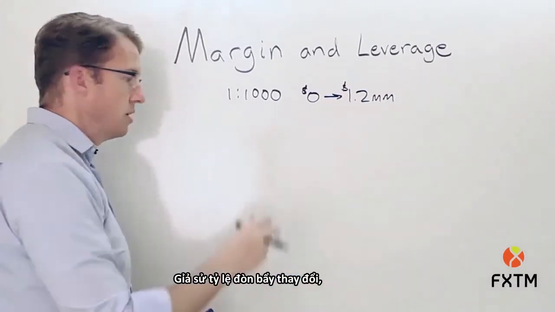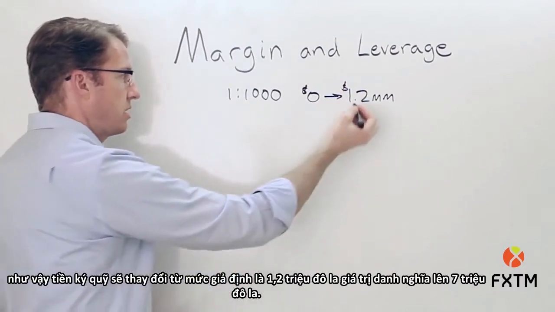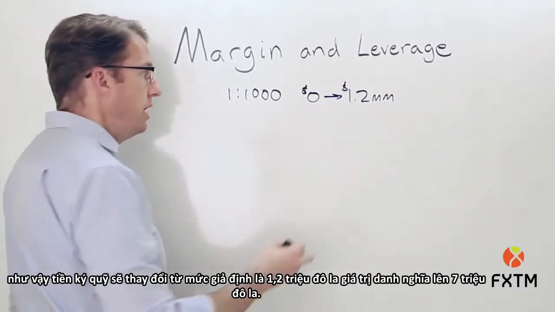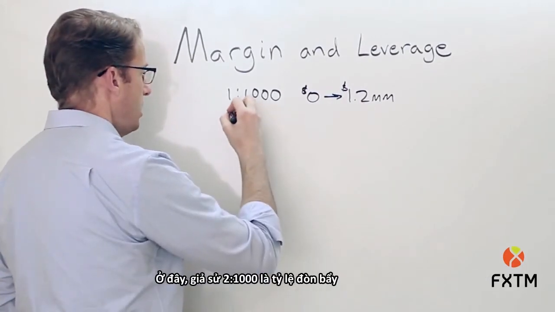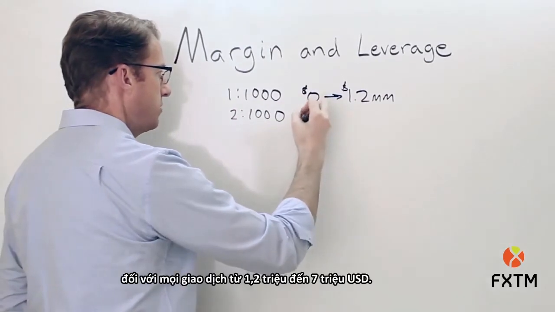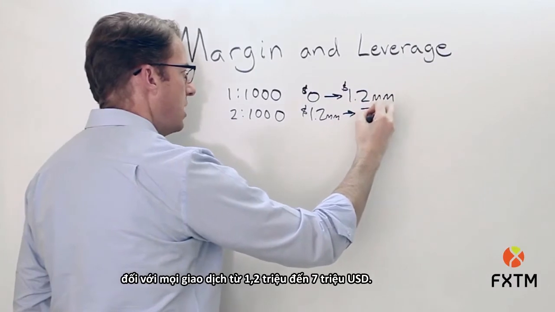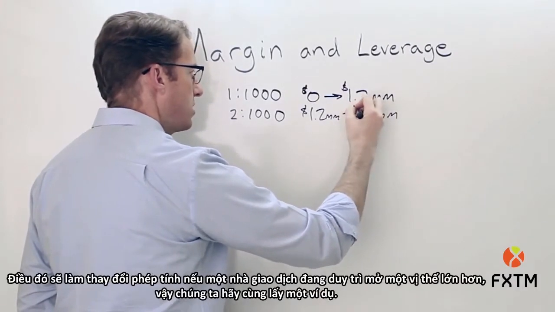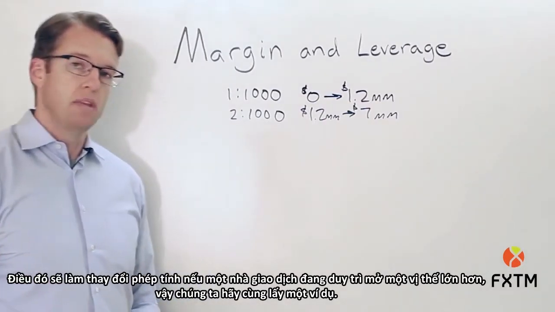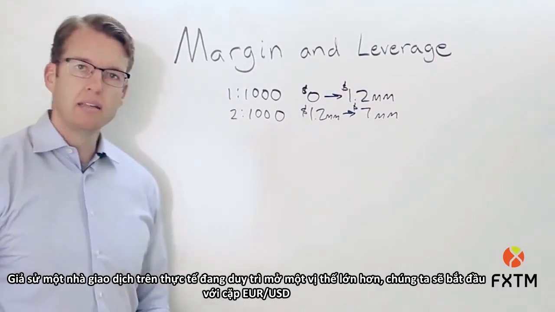Now let's assume that the leverage ratio changes, so therefore margin is going to change, for anything from hypothetically $1.2 million in notional value to $7 million. So we'll say 2 to 1,000 is our leverage ratio there for everything from $1.2 million on up to $7 million. Now that's going to change our calculation if a trader is holding open a larger position. So let's do an example. Let's say that a trader is in fact holding open a larger position.